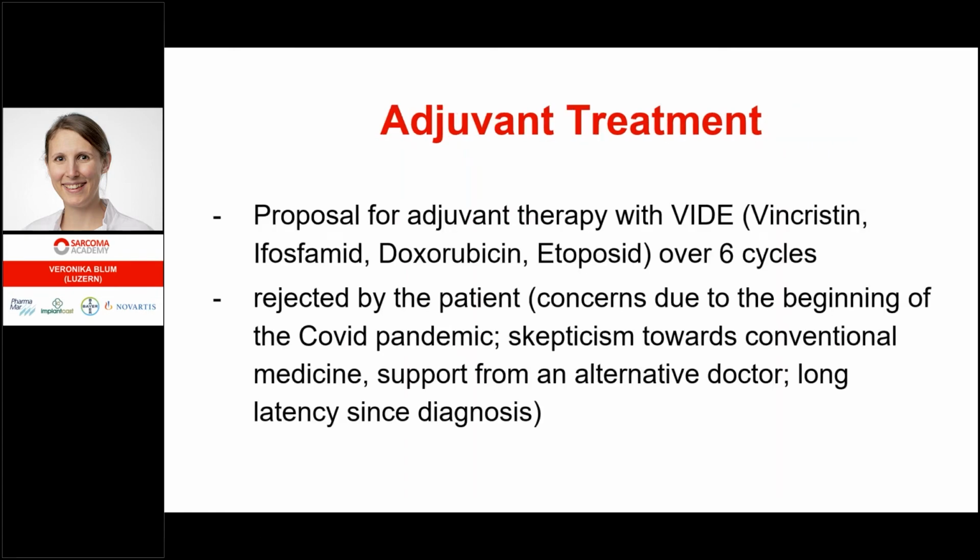Then the patient was proposed to go for adjuvant chemotherapy with vincristine, ifosfamide, doxorubicin, and etoposide over 6 cycles, but the chemo was rejected by the patient. The patient had lots of concerns due to the beginning of the COVID pandemic.